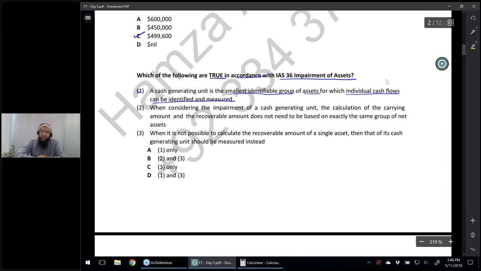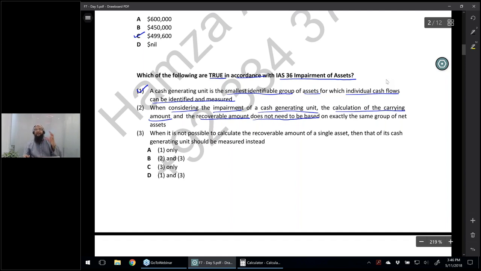Yes, this is true. A cash generating unit is the smallest identifiable group of assets for which individual cash flows can be identified and measured. Now, statement number two says that when considering the impairment of a cash generating unit, the calculation of carrying amount and recoverable amount does not need to be based on exactly the same group of net assets.